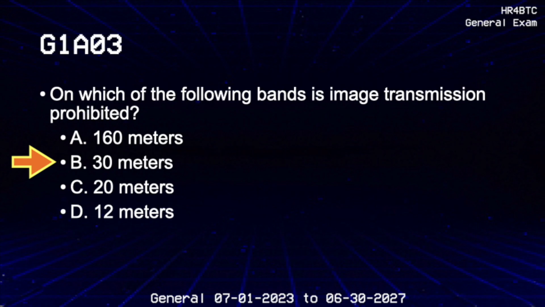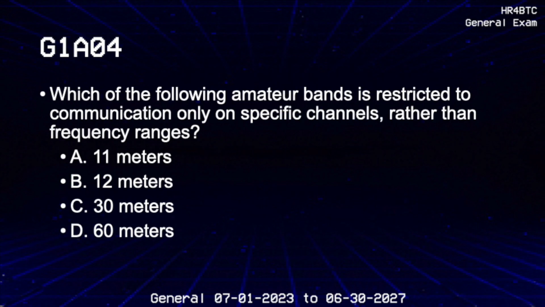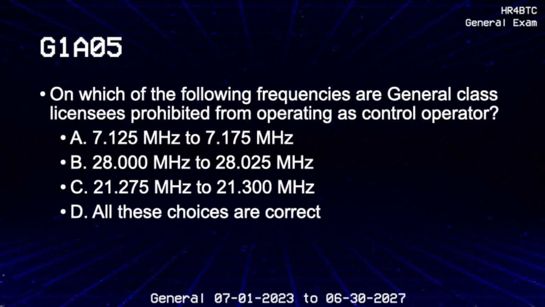30 meters. Which of the following amateur bands is restricted to communication only on specific channels, rather than frequency ranges? 60 meters. On which of the following frequencies are General Class licensees prohibited from operating as control operator? 7.125 MHz to 7.175 MHz.